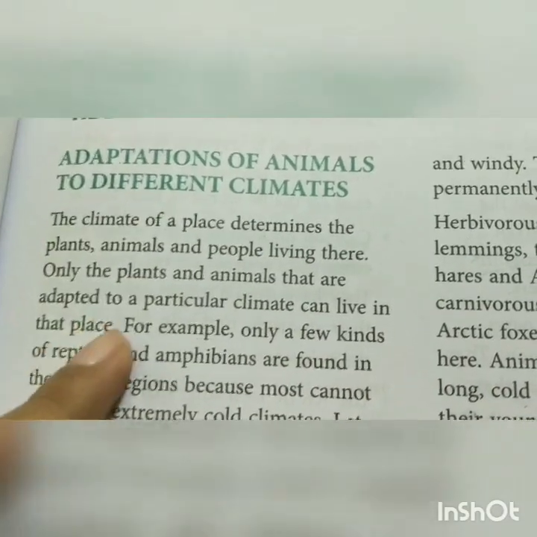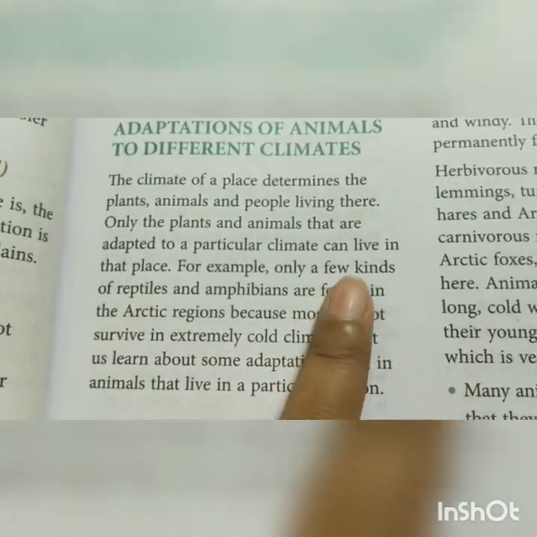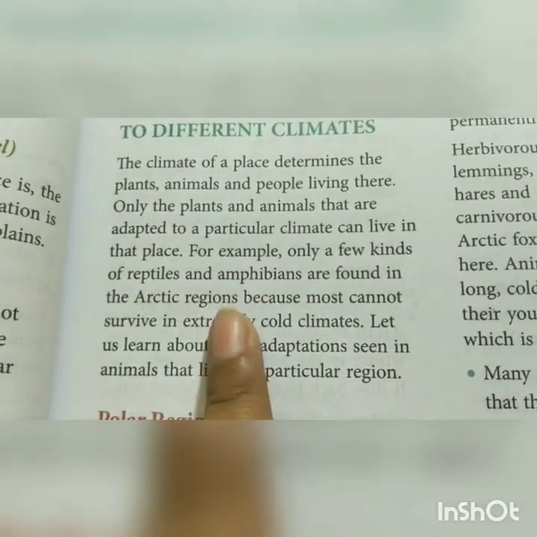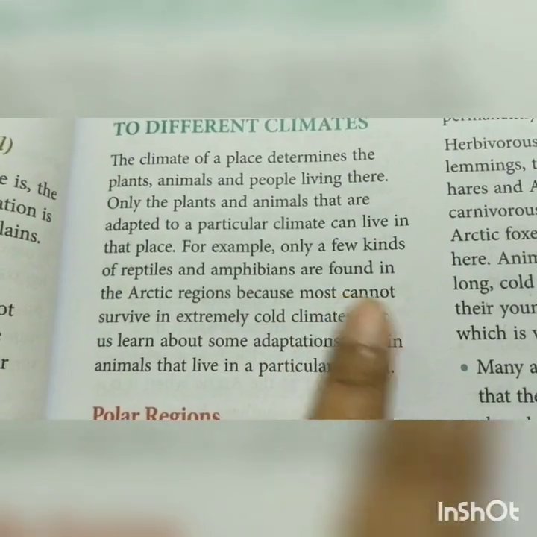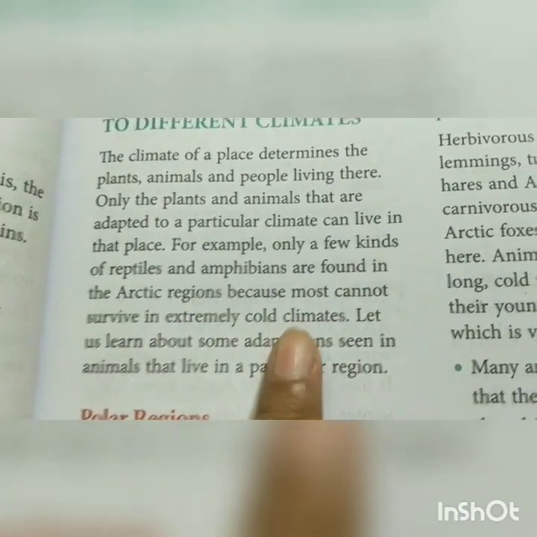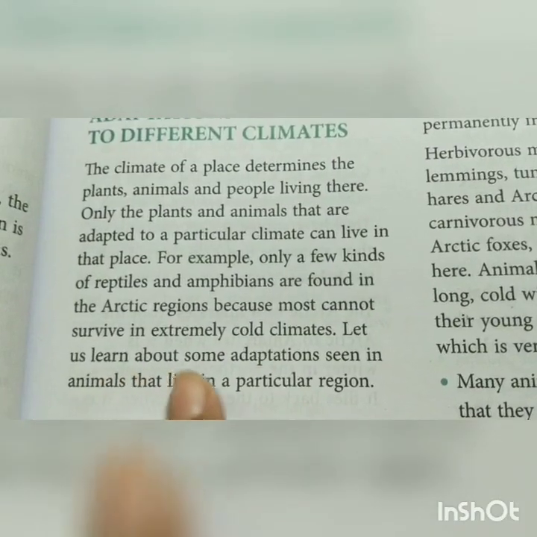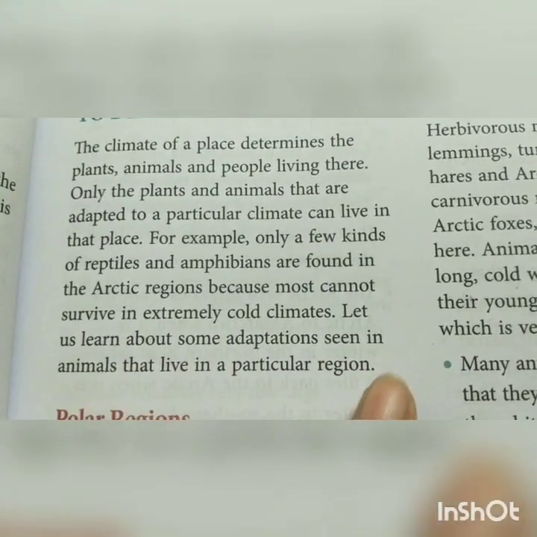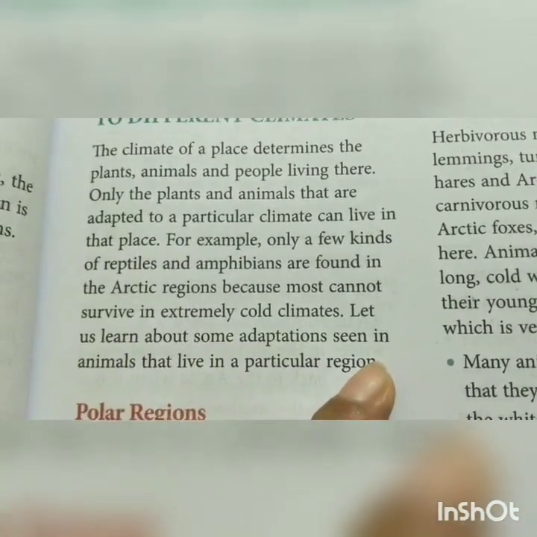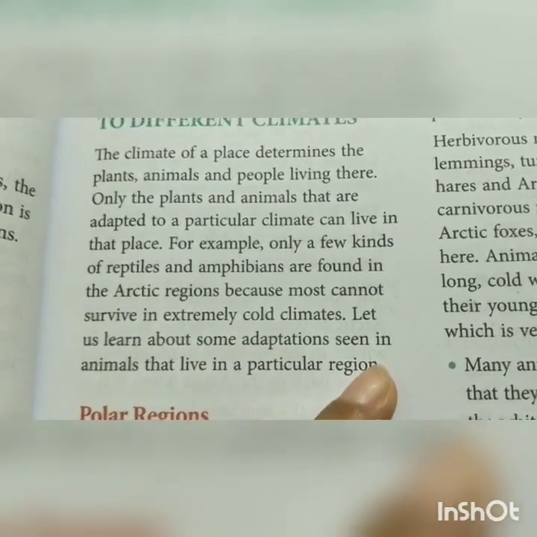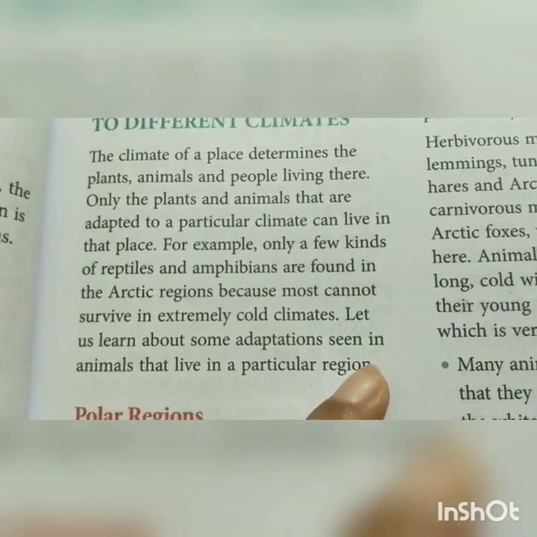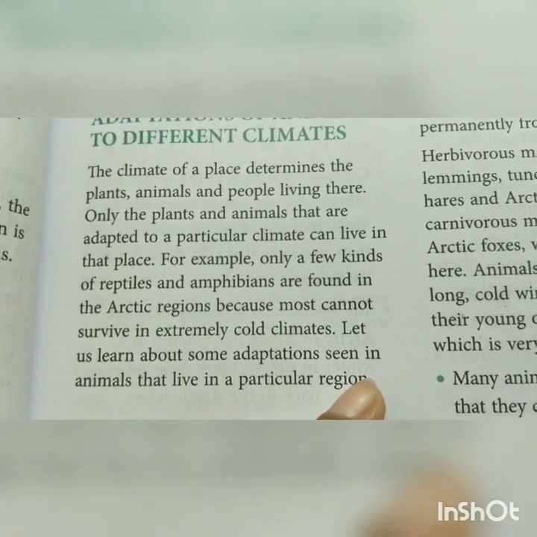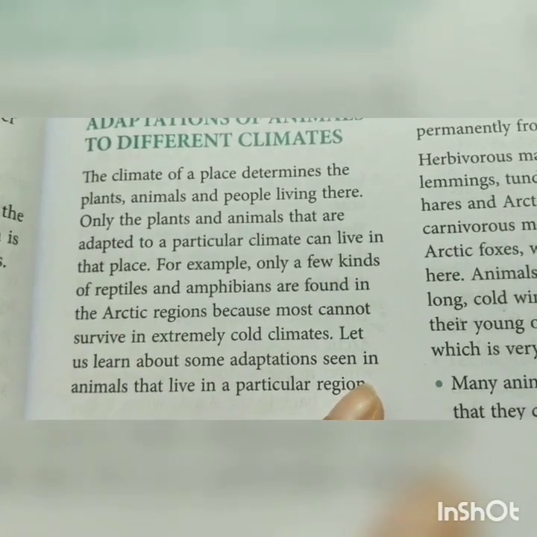For example, only a few kinds of reptiles and amphibians are found in the Arctic region because most cannot survive in extremely cold climates. Let us learn about some adaptations seen in animals that live in a particular region. Like look, in the Arctic region it's very cold, no? So everywhere there is snow and ice. In that place, you will find very few kinds of reptiles and amphibians.